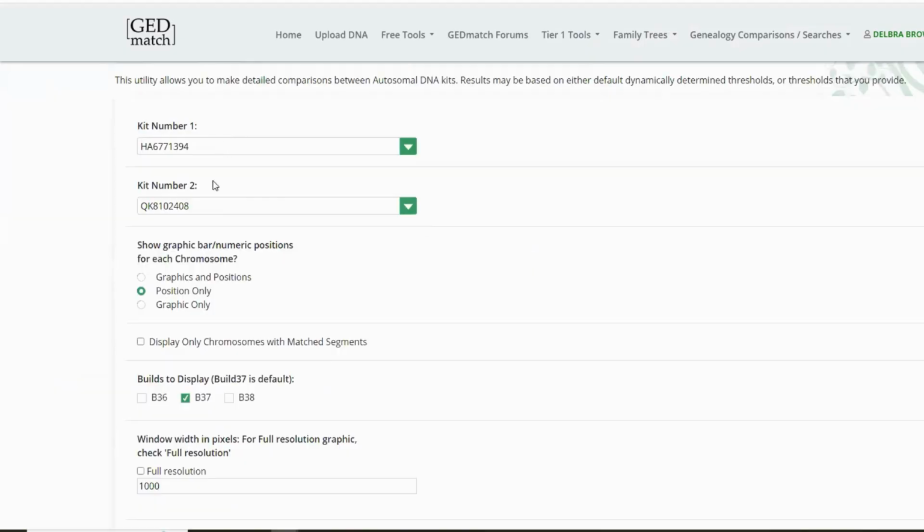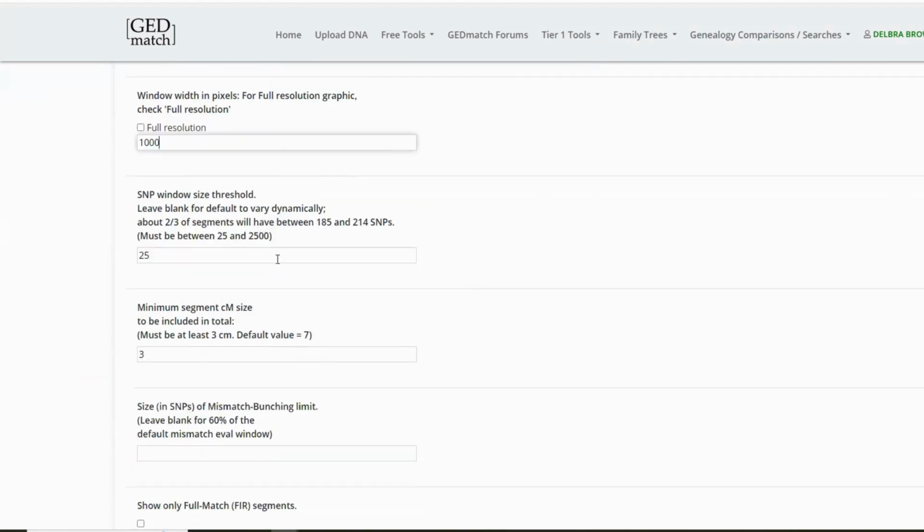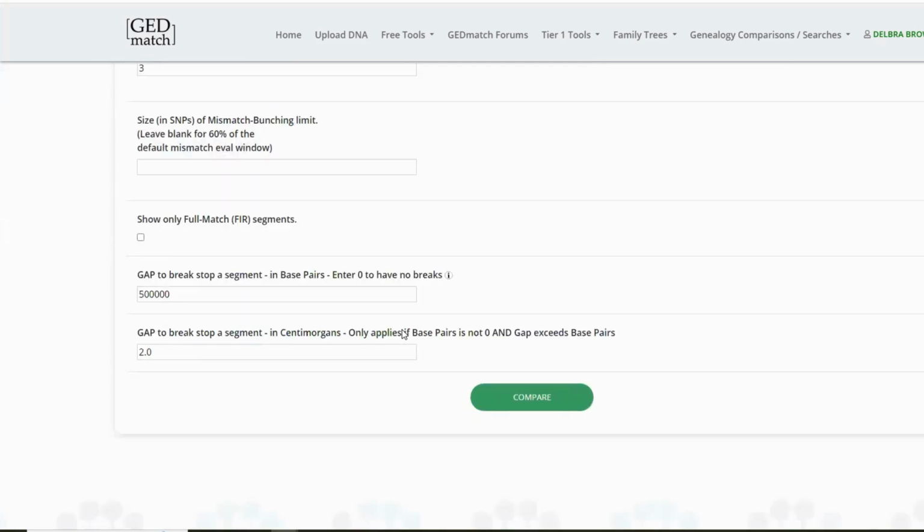On the screen, after you type in the kits and you do position only, you ignore that first text field. In the next one, what we're doing is taking it either to 100 or 25. I put 25. And then the minimum centimorgans you want is 3. And then run it. That's it. Okay. Thank you.